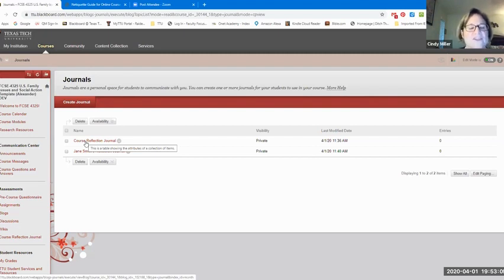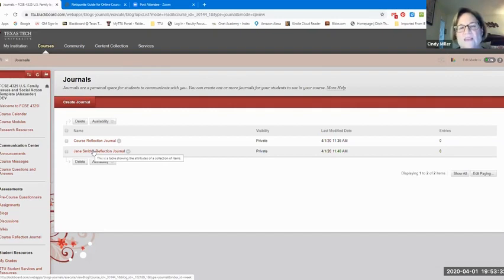But mainly just their private thoughts. But you could also create a reflection journal just for a particular student. And so here's Jane Smith's reflection journal. So Jane Smith would know she could go in there and access that journal and put in the entries that I've asked her to put in there. And I could do that for every student in this particular course and so forth. But only those students would see that information, and myself as the instructor.